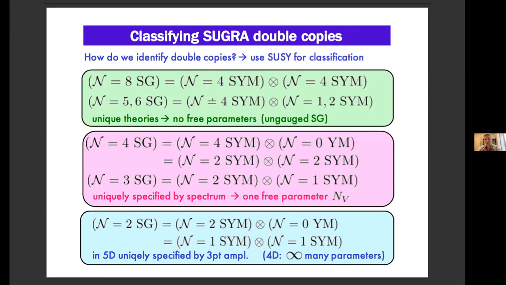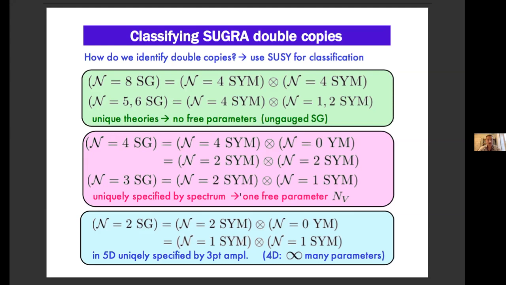And the reason is that these theories are unique. There are no free parameters. And here I'm considering what's known as ungauged supergravity. I will come back to the gauge case in a moment. But if you go down below n equals 5, so if you go to n equals 4 or n equals 3, then there's a little bit of freedom. But the freedom is very minimal.